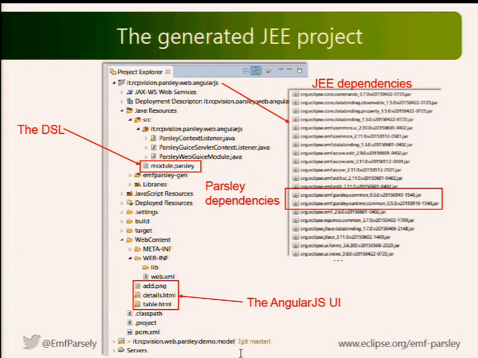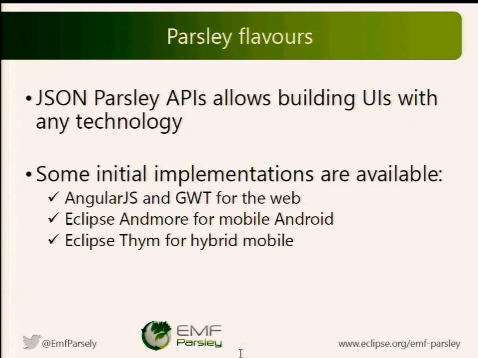So in the end, you get a project, which is a JEE project, with its dependencies to the jars, with the DSL, with the folder with the generated classes, with the UI part, and so on. Choosing JSON allows you to build your own UI virtually with any technology. You just have to render the JSON output.